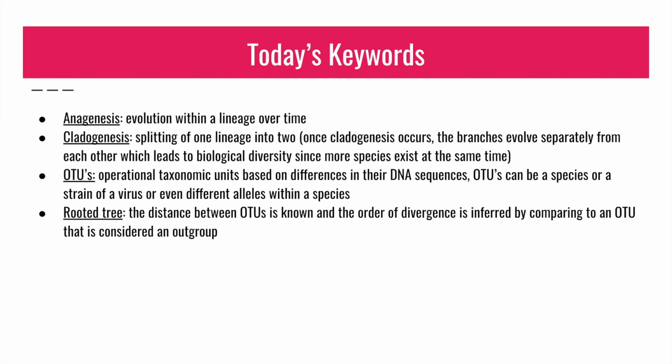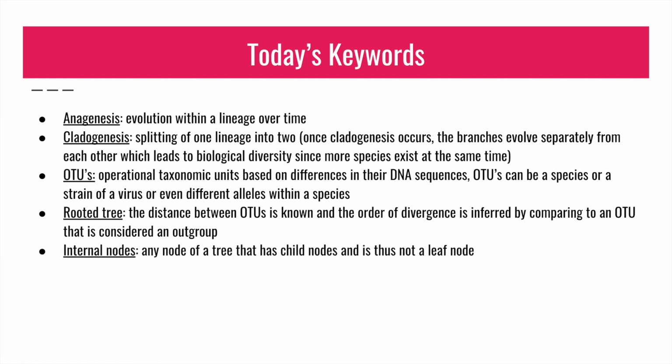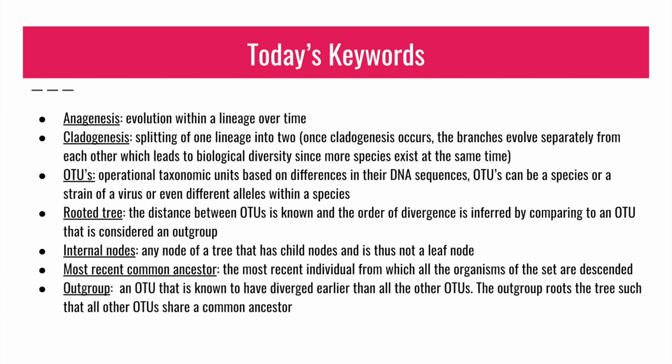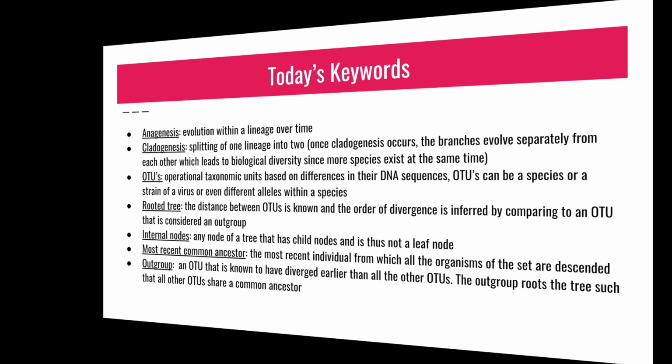Rooted trees show the relationships between species, meaning each internal node represents the most recent common ancestor of its descendants, which are seen as branches. Lastly, an outgroup in a phylogenetic tree represents an OTU that diverged earlier, and it roots the tree as a common ancestor to all other OTUs.